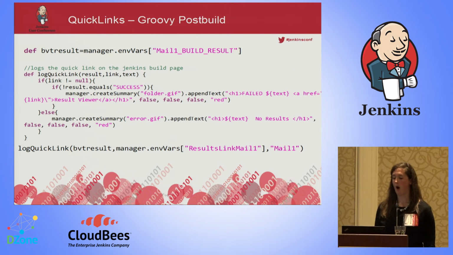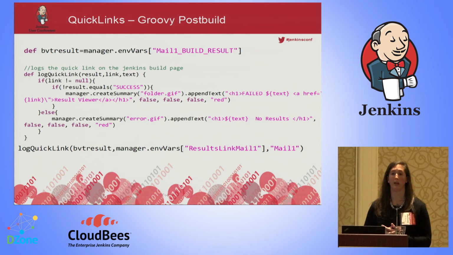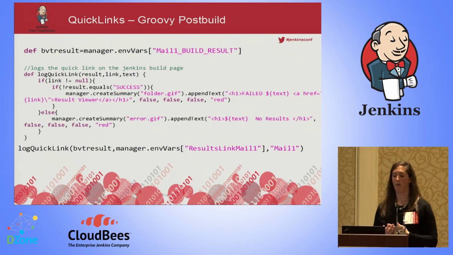So that's the email. Now we'll talk about quick links on your actual build page. We saw back on that original slide how I had some browser console logs and a result viewer. Essentially this is in the Groovy Postbuild plugin, which allows you to customize your build page. Here you can see I want to get the result of that subjob, and then I want to log a quick link. So I want to create that HTML link to the results on that build page, and you can do all this in the Groovy Postbuild plugin.